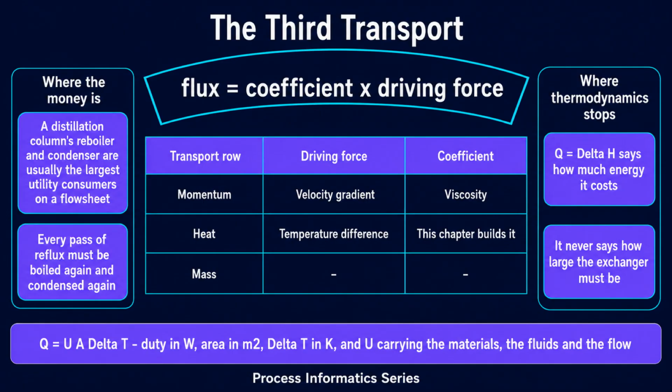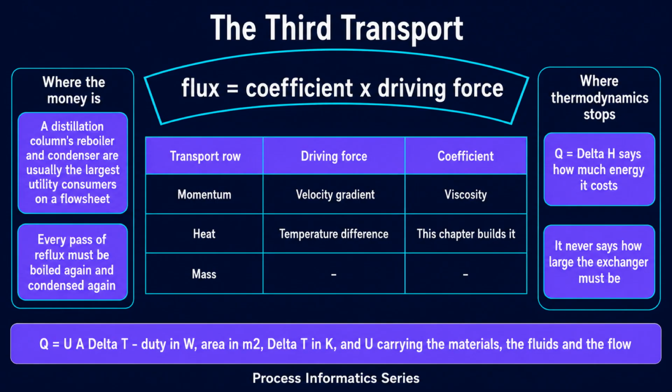The commercial reason to care is already on the table. Our thermodynamics series showed that a distillation column's reboiler and condenser are usually the largest utility consumers on a flowsheet, because every pass of reflux must be boiled again and condensed again. Thermodynamics tells you how much energy that costs, Q equals delta H, and stops there. It never says how large the exchanger must be, or whether a fouled tube bundle will still make duty in August. Those are heat transfer questions, and nearly all of them root through one equation.